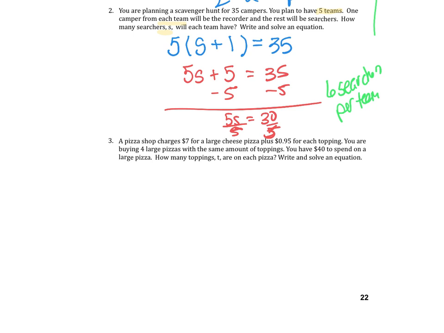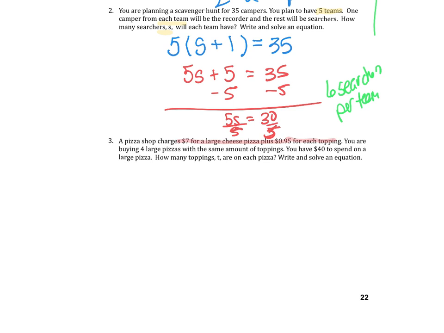Now I'll read it. A pizza shop charges $7 for a large cheese pizza plus 95 cents per topping. You are going to buy 4 large pizzas with the same number of toppings. You have $40 to spend on the pizzas. Sorry about that. How many toppings are on each pizza? So we have to buy 4 of them, and we have $40 to spend on the total thing. So we're going to write and solve an equation.